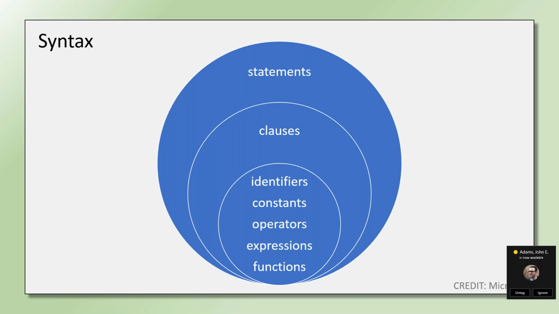And expressions are collections of any of these identifiers, constants, operators, functions, any of these pieces combined to make an expression that, when evaluated, determines if a condition is true or false. These small pieces build up portions of statements or sentence-like structures. These portions of statements are called clauses. And at the highest level, on the line of code, we have a statement.